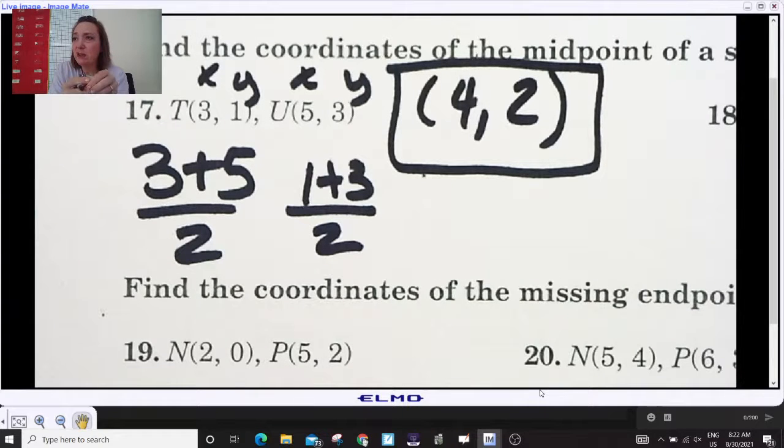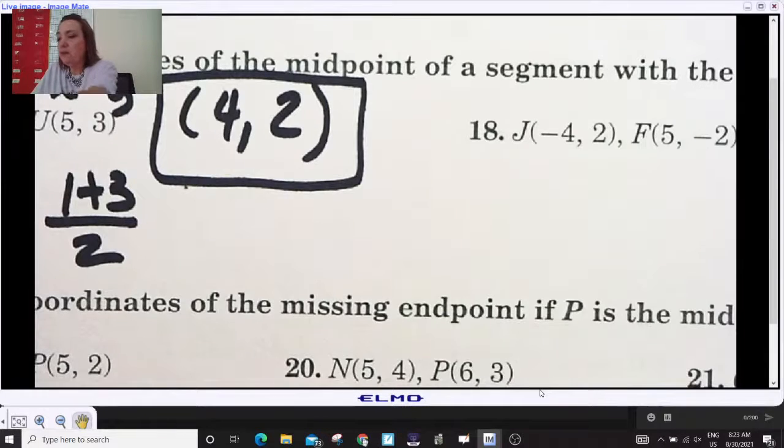Now what happens if you get a decimal? Is that okay? Can we have a decimal? Can a point be part of something, not the whole? Yes, we can have a decimal. Decimals are okay. There's nothing wrong with having a decimal. Okay, y'all try 18 real quick. See if you can get 18.